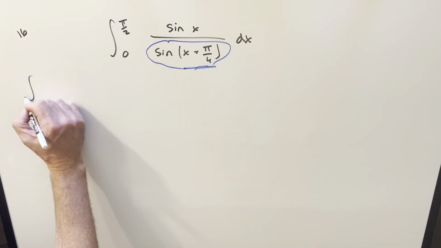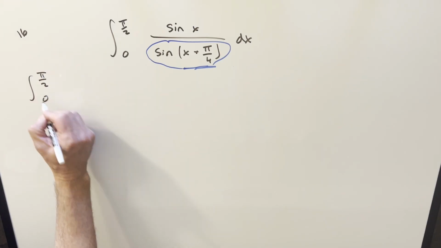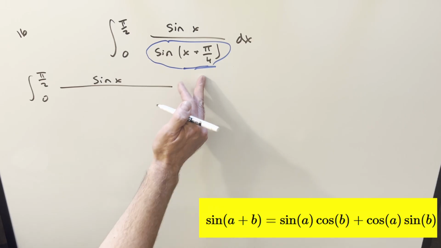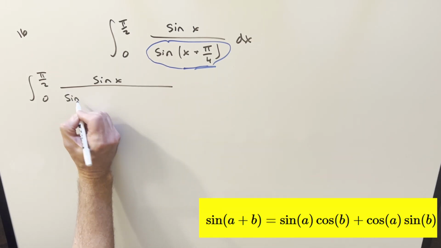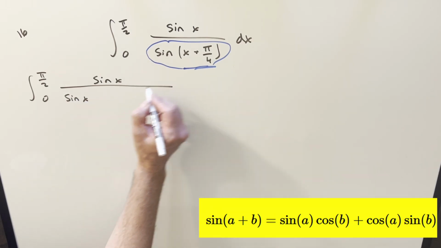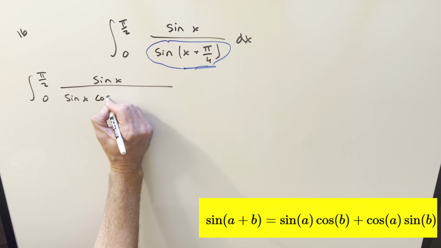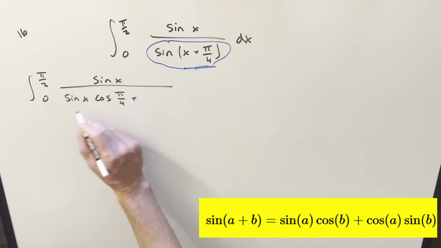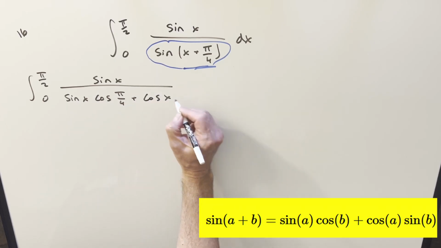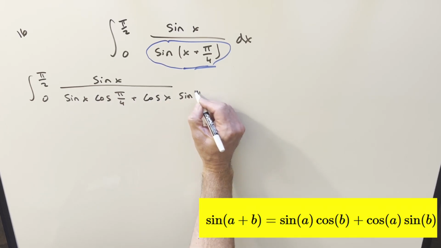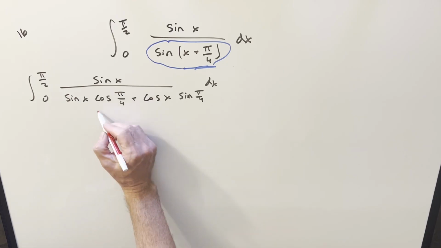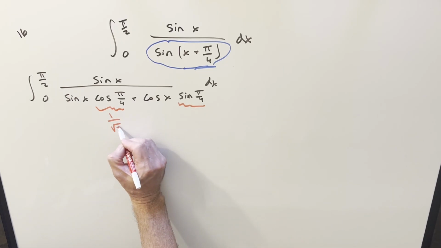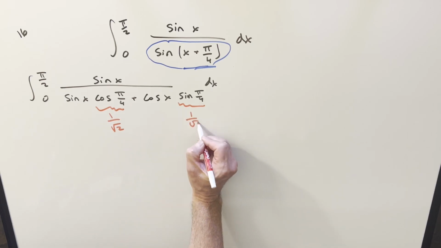Let's rewrite this just using the angle addition formula for sine. So the numerator stays the same. This is going to be sine x. Then breaking this out with the formula, we're going to have sine x times cosine pi over 4. And then for the second part, we just switch it. We have cosine x times sine pi over 4. But now at pi over 4, the value for cosine and the value for sine is the same thing. This is just going to be 1 over square root of 2.